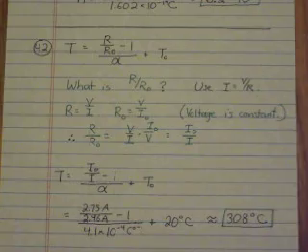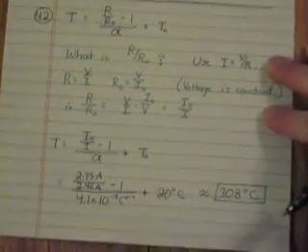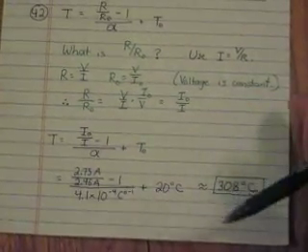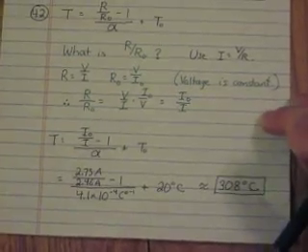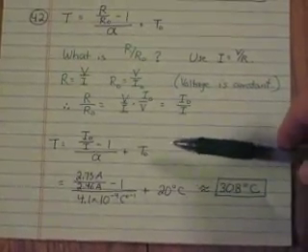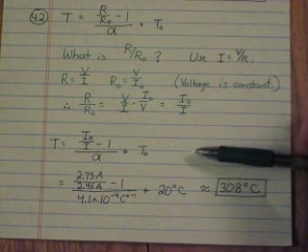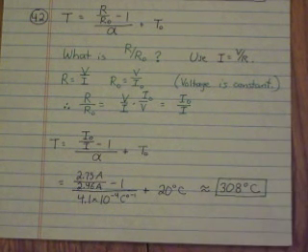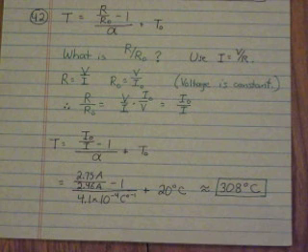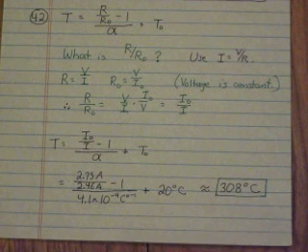So now our temperature equation becomes, instead of R over R naught, we have I naught over I minus 1, over alpha, plus T naught. Plug in those values, and we get an answer of 308 degrees Celsius.